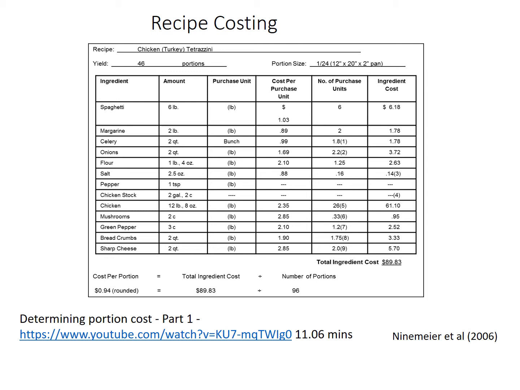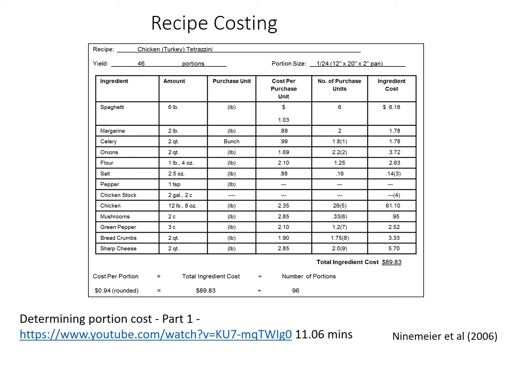So in using this example here, we can see that the total ingredient cost is $89.83, and we can see that there are a number of portions at the bottom, 96 portions, at an average cost per portion of 94 cents. Okay, just less than $1.